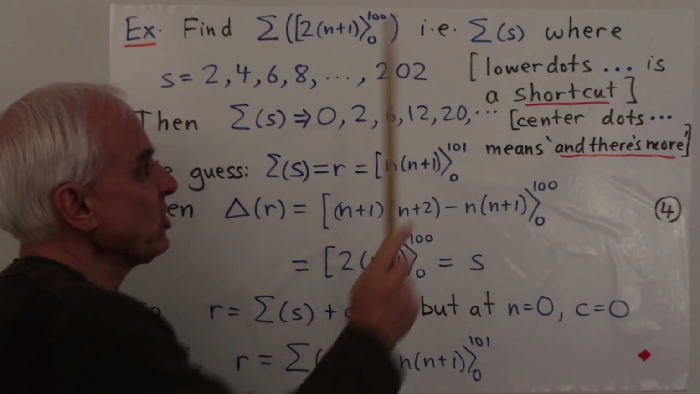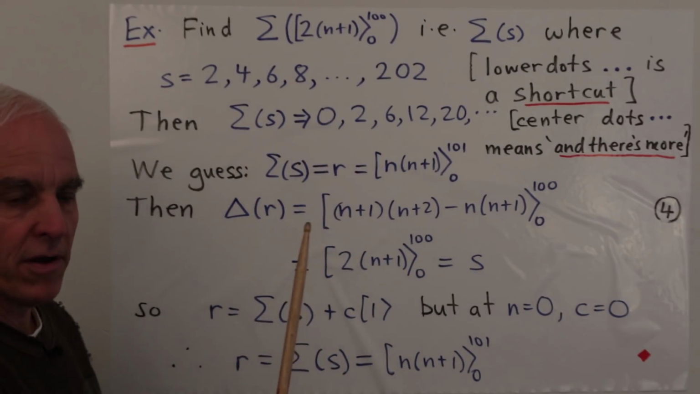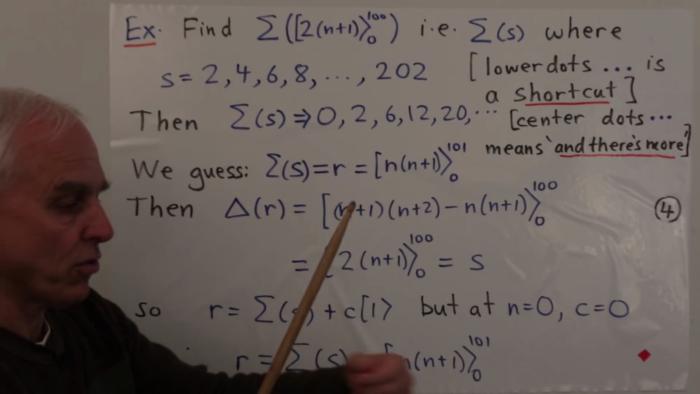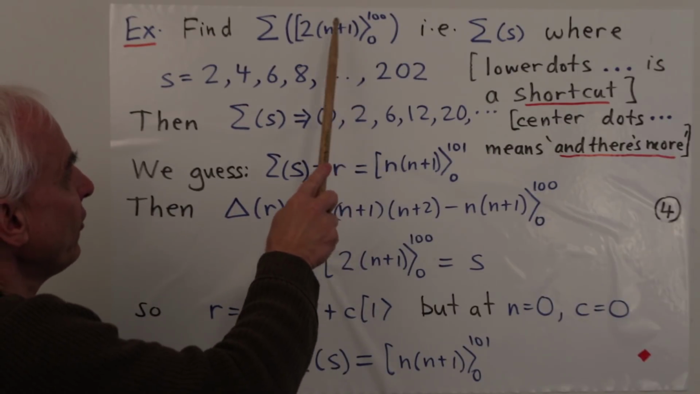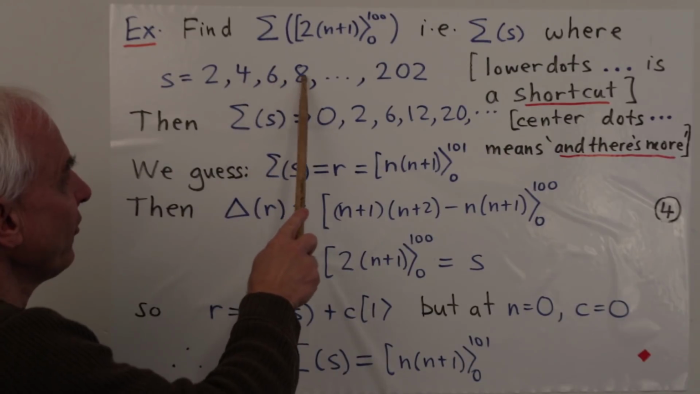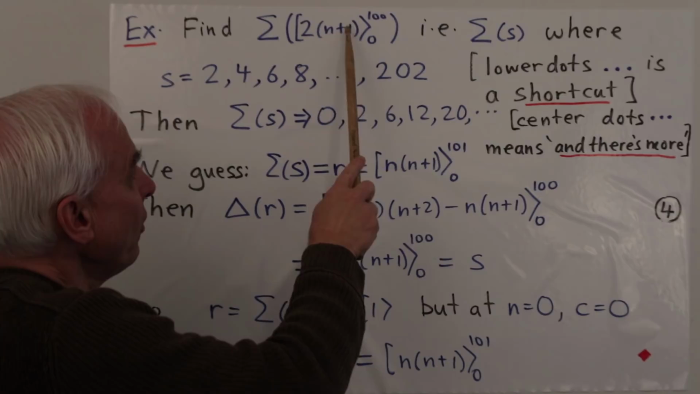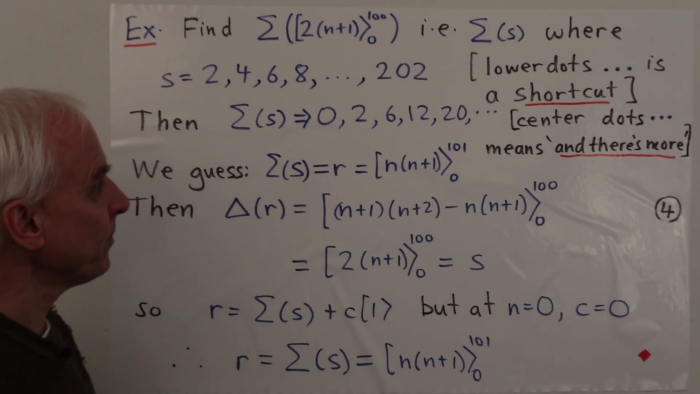So we're trying to find the summation of S, where S is the following sequence. This is an algebraic form for the sequence that would look like this if we wrote it out. Well, when n is 0, we start with 2, and then we go up by 2 each time. So it's 2, 4, 6, 8, all the even ones, all the way up to the last one, which will be 101 times 2, or 202.